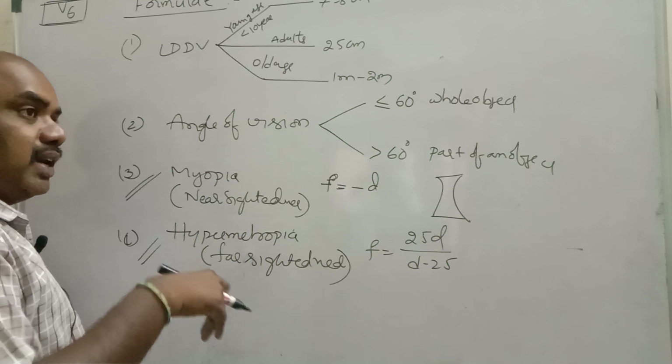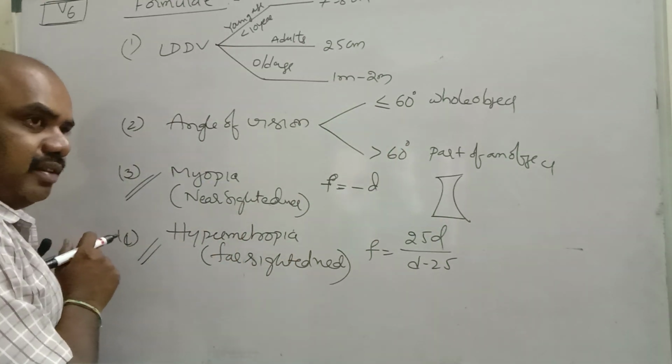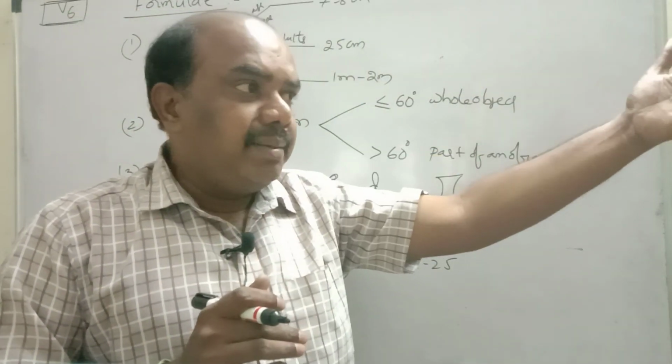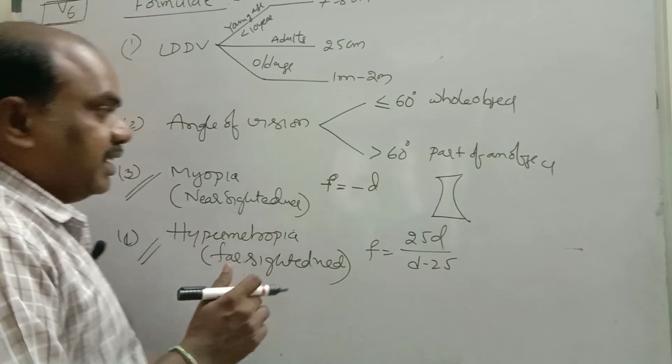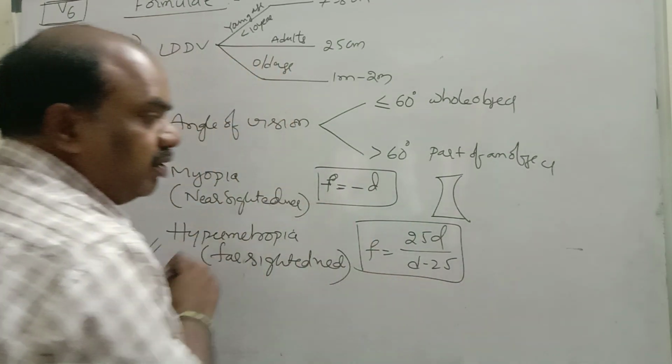Myopia: the person who cannot see farther objects, the image forms before the retina of the eye. So it is also called nearsightedness. The formula is F is equal to minus D. For hypermetropia, the formula is F is equal to 25D by D minus 25.